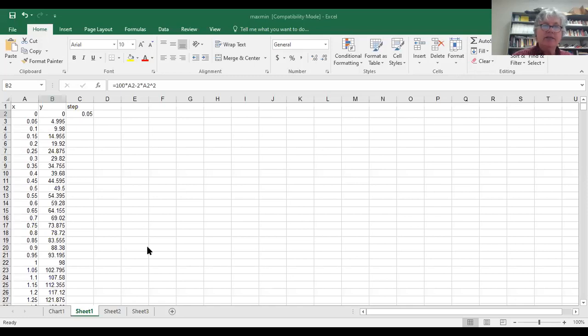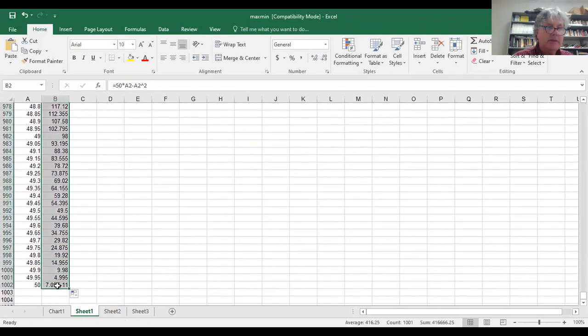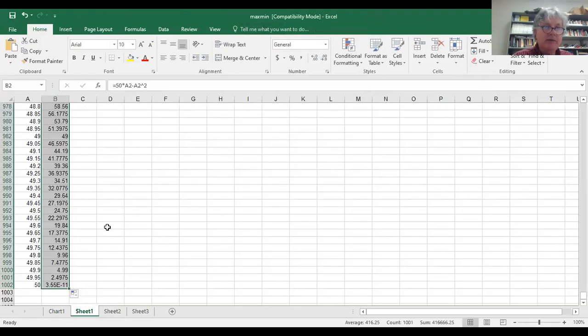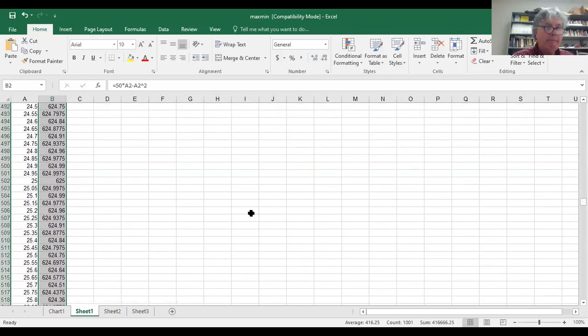Okay, so here's the Excel file. I'm going to change it to 50x minus x squared. Hang on, did I do that right? Yep, and now I copy and paste. And I go and have a look. I'm seeing in the middle, I'm seeing my maximum again. So again, I want to go to 25. And again, I'm seeing the maximum. So this is working out good.